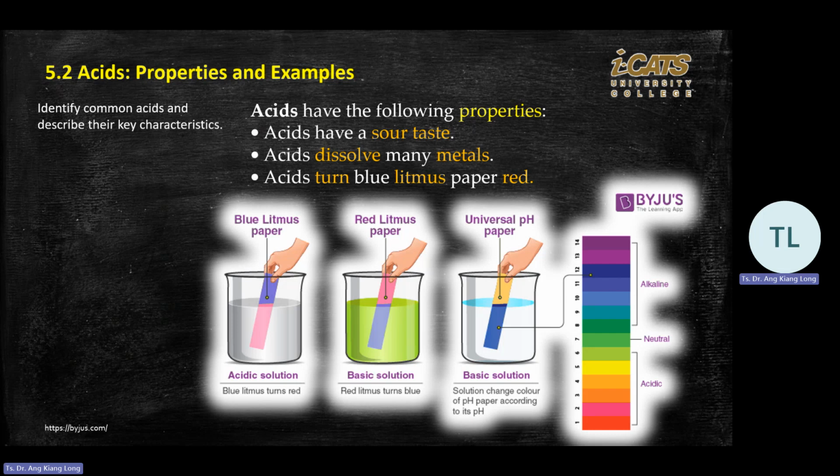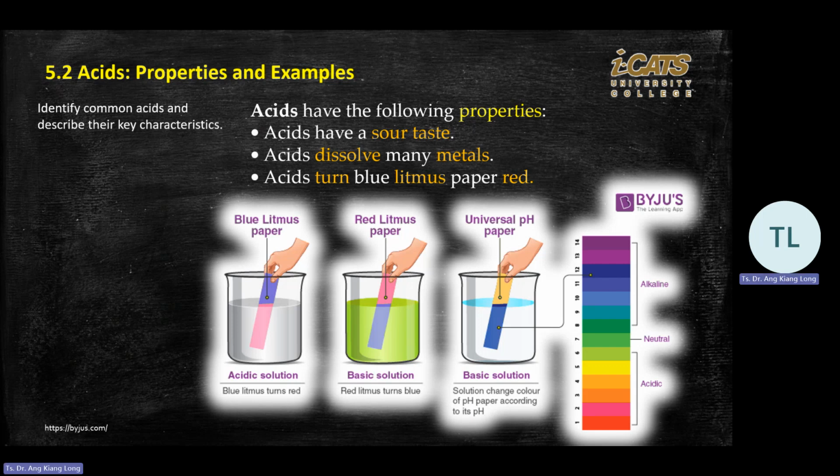Then how do you test it? You use litmus or pH paper. Litmus has two colors: blue litmus and red litmus. So when you write your lab report later, you need to write carefully whether you are using blue litmus or red litmus. If you use blue litmus, the original is blue, and if it changes to red it means it is acid.